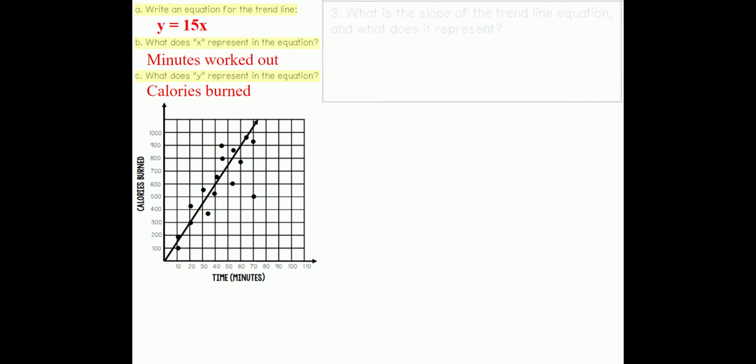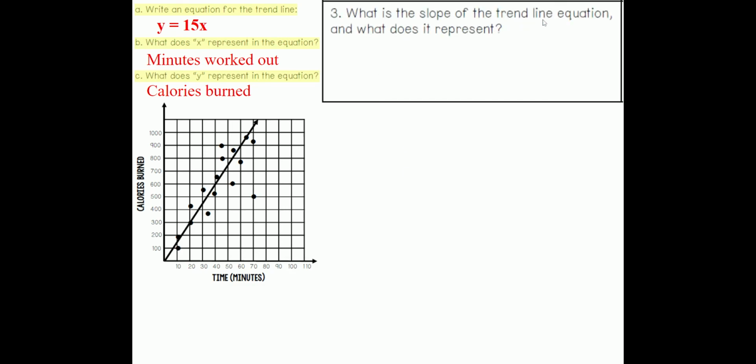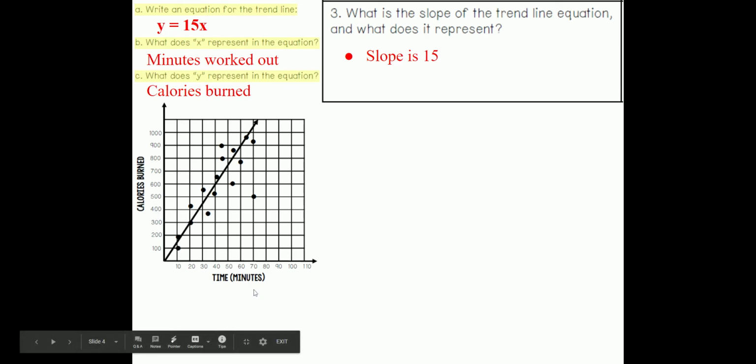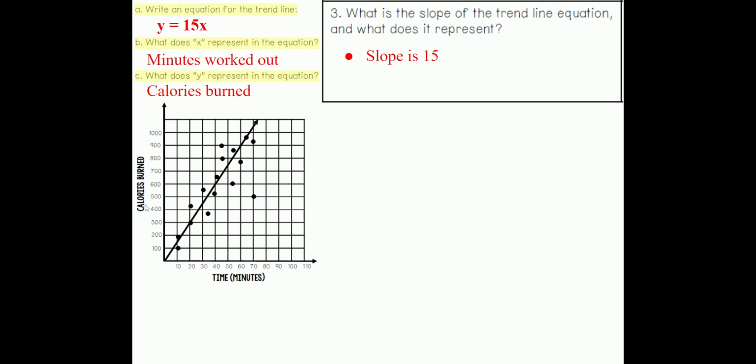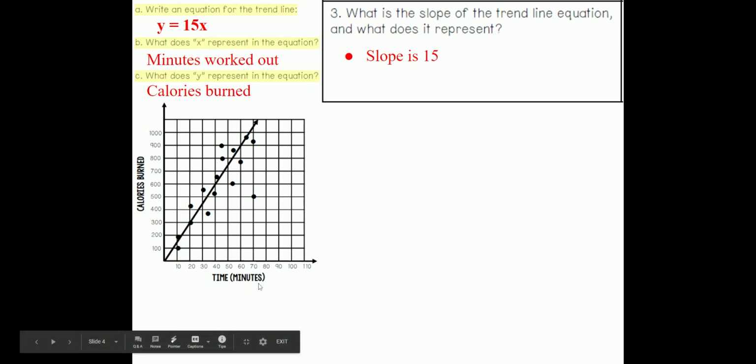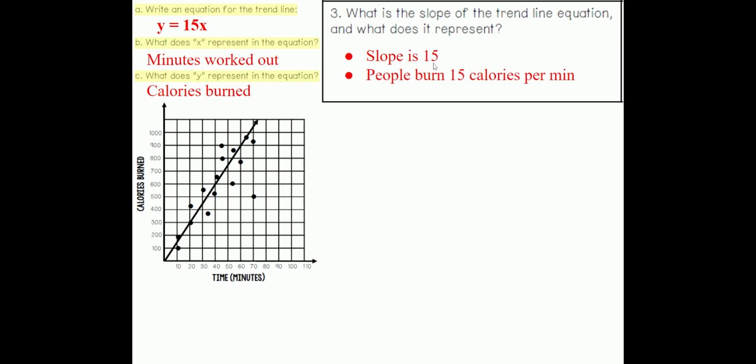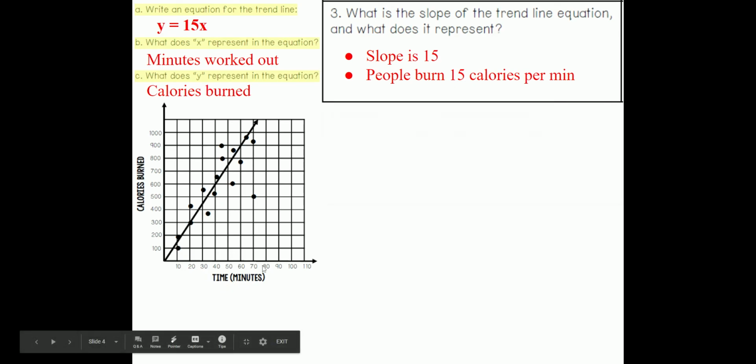Let's look at question 3. What is the slope of the trend line equation and what does it represent? Well, the slope of the trend line equation is 15. So the slope is 15, and what does that mean? It's 15 calories burned per minute. So remember that slope is change in y over change in x. The y is calories burned. The x is time in minutes. So you can say people burn, specifically, 15 calories per minute.